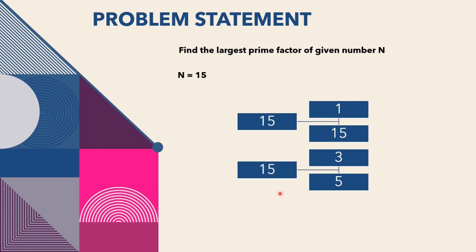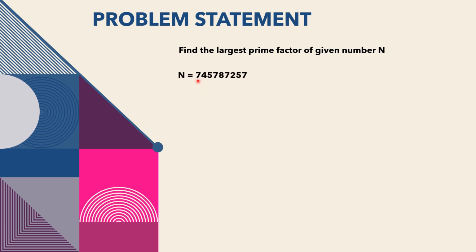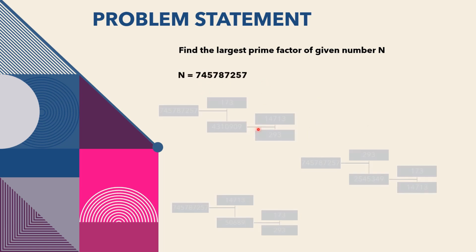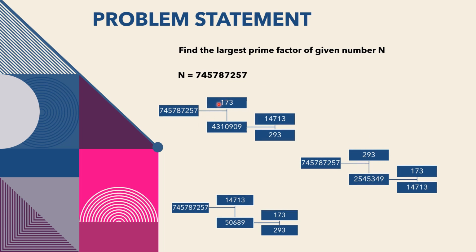Let us consider an example where n is equal to some large number. Okay, n is equal to this particular number. For this number, these are the factors. 173 into this number is equal to this big number. Again, 293 into this number is equal to this number, and 14713 into 50689 is equal to this particular number. So here 173 doesn't have any factor, whereas this particular number has factors. So 173 is a prime number.